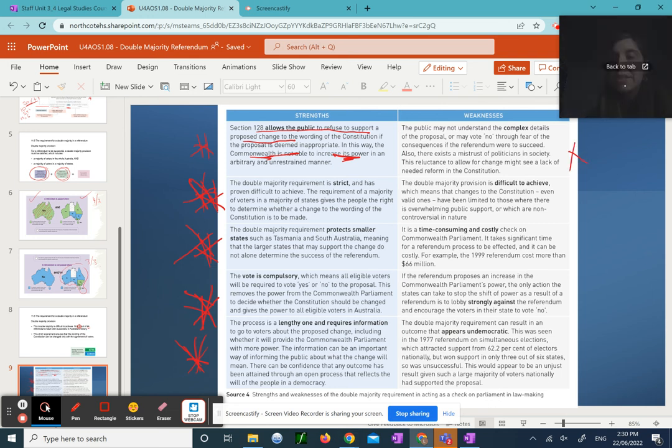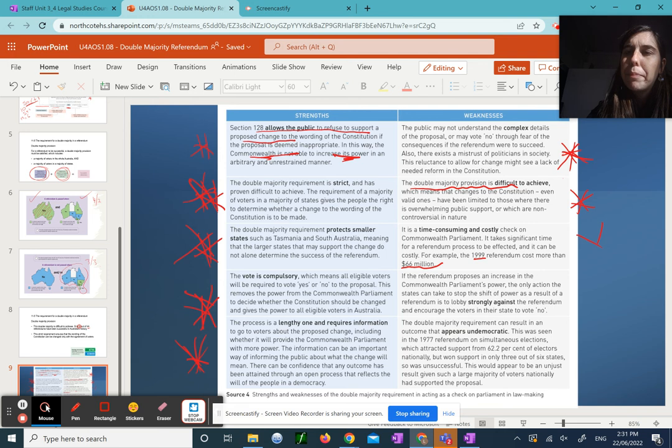Sometimes people don't really understand the change. They may just decide to agree with a politician. Sometimes it's a really great change, but it's hard for the double majority to actually occur, which means that even if good changes are proposed, it doesn't mean that people will be able to support them. It's time consuming and costly. So we can see that the 1999 referendum cost $66 million. How does that act as a check?